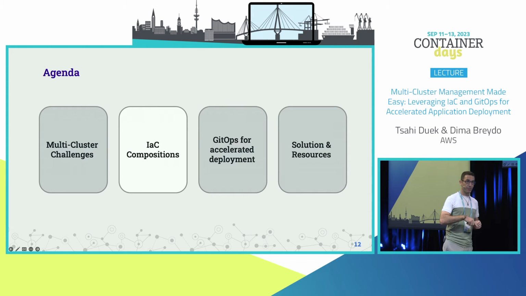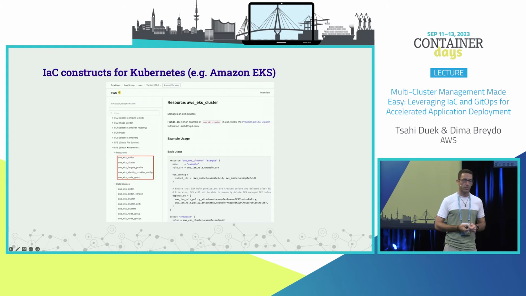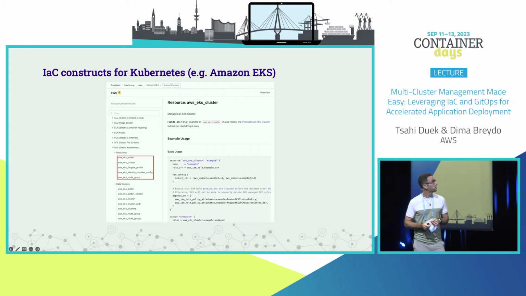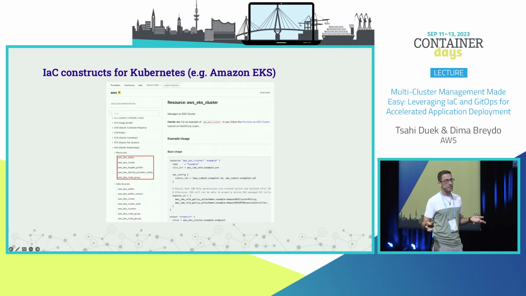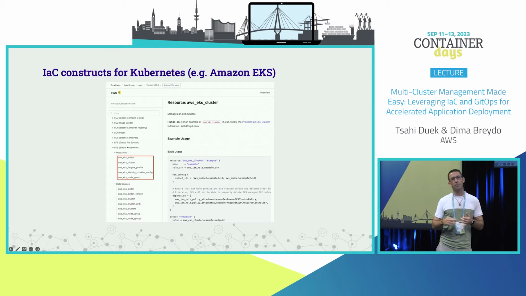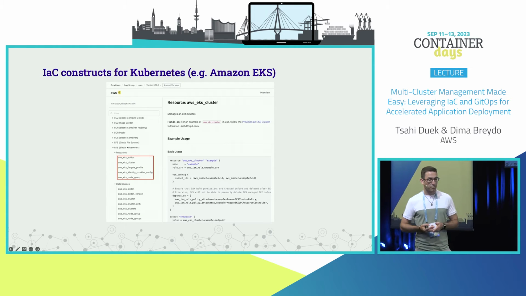Now, as a first step towards the solution, this is where infrastructure as code composition comes really useful. And why do we need them? This is just an example, sorry for the smaller font, from the Terraform documentation page. To be able to provision a cluster, you need to provision the cluster, the data plane, the OpenID Connect provider, and you might want the Fargate profile.